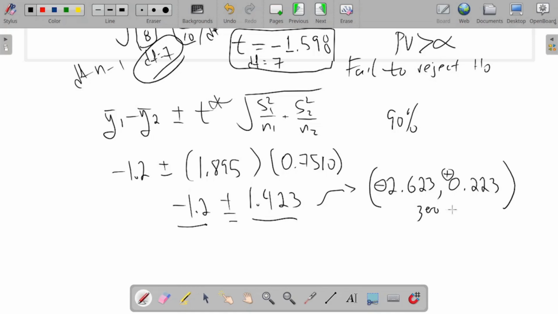0 is inside our interval. And the implication of that is we fail to reject our null hypothesis. There is no evidence of a statistically significant difference between the two samples, and that means this result is in agreement with the hypothesis test. And that's all there is to this particular instance of the two-sample t-test. And that ends this video.